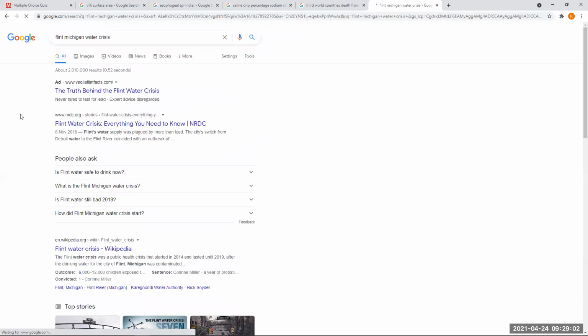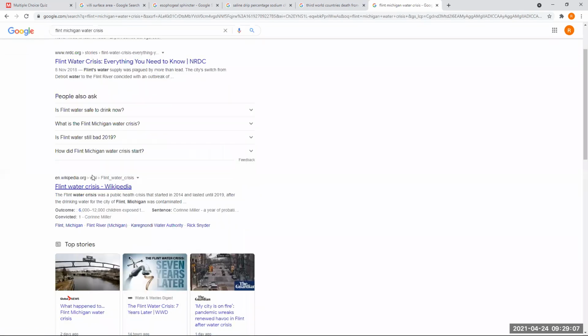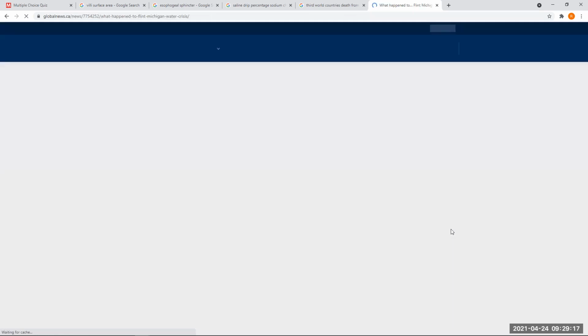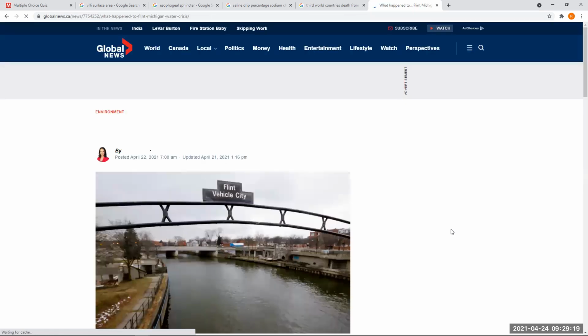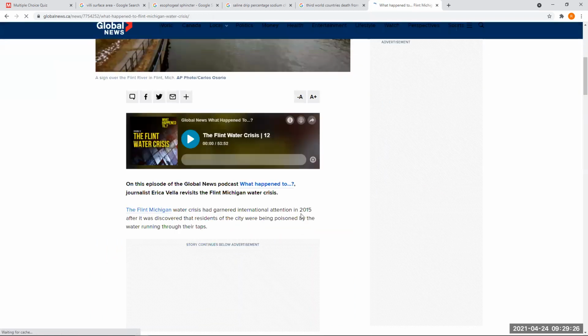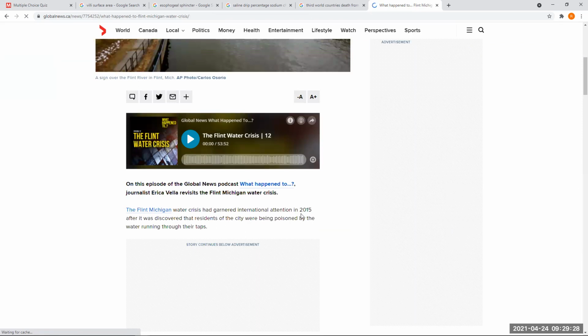Flint, Michigan, which is in Chicago, right? But bottom line, it has to do with the water supply. They were taking water, I think, from a river, which they knew had high levels of pollutants. And they were still taking it, right? They shouldn't have been doing it. And they were just still taking it, and they were putting it out into the general population.